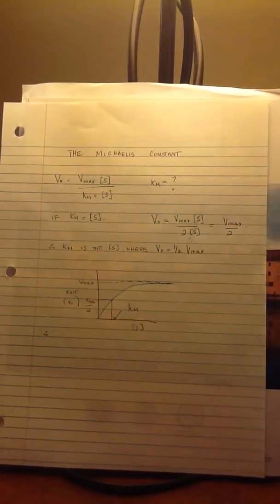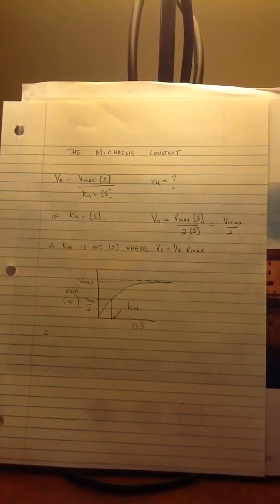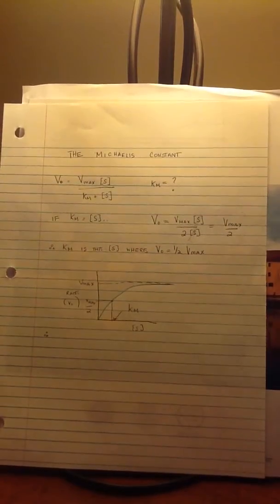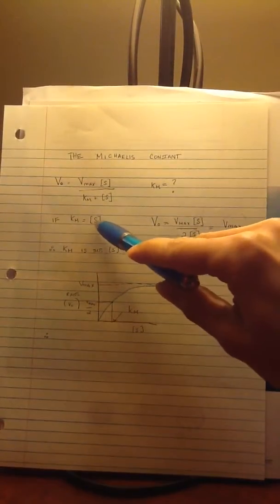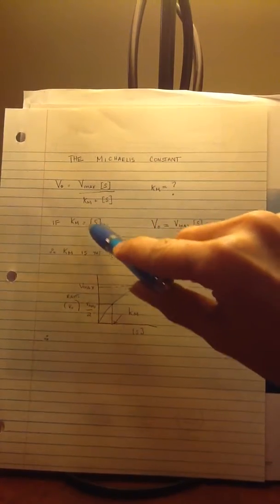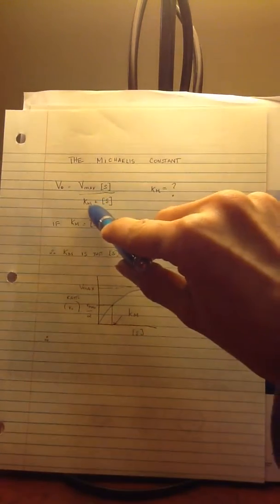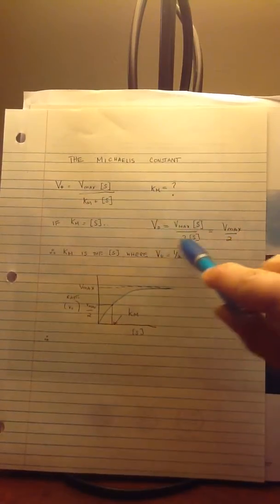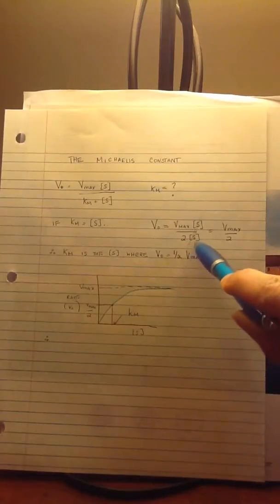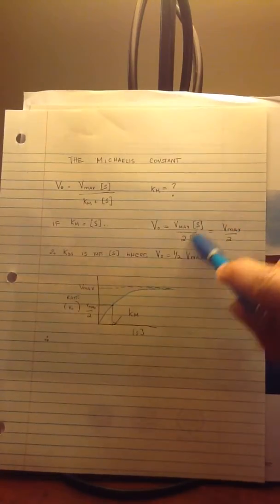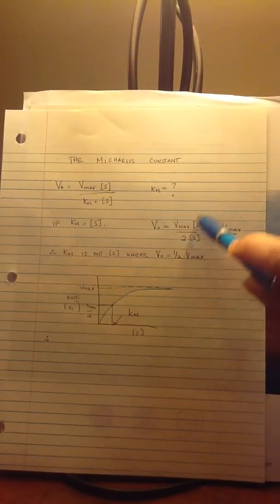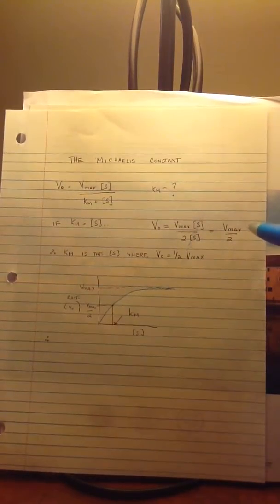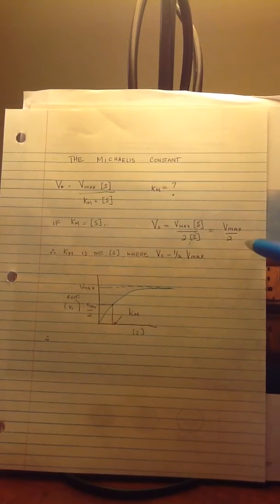Lastly, we're going to briefly discuss the Michaelis-Menten constant, which is Km. So if Km equals the substrate concentration, then that value, substrate, is going to be substituted for our Km as shown, which leads to this equation here. And so our substrates are going to cancel out, which is going to leave us with Vmax over 2.